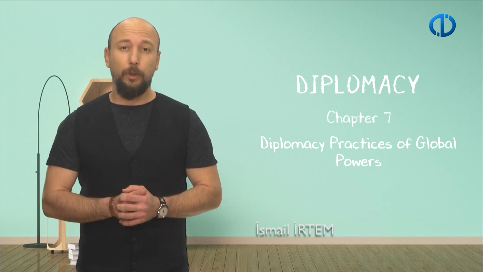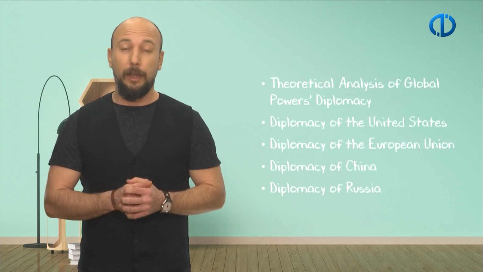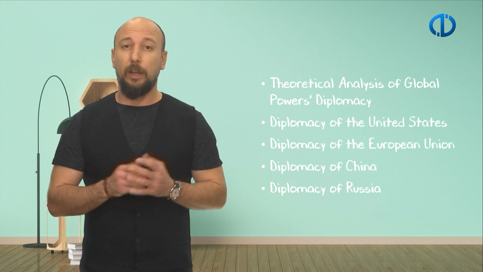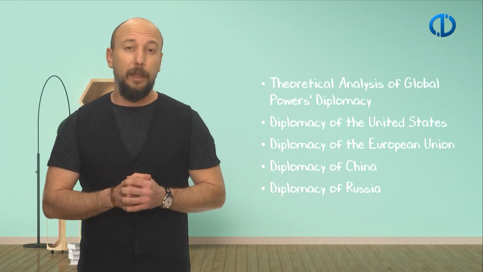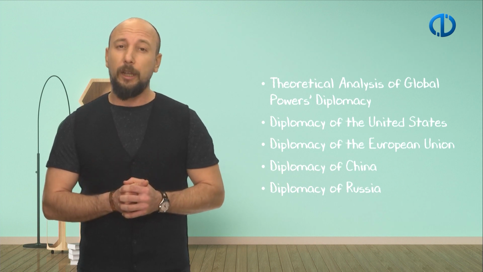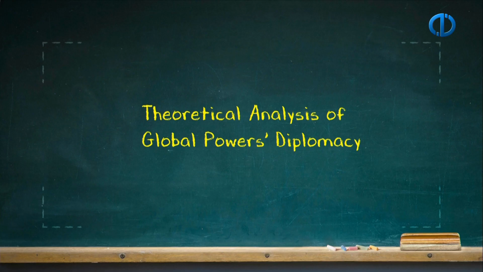We will continue with Chapter 7, Diplomacy Practices of Global Powers. In this chapter, we will firstly talk about theoretical analysis of global powers diplomacy, then diplomacy of the United States, diplomacy of the European Union, diplomacy of China, and lastly, diplomacy of Russia. Let's start with theoretical analysis of global powers diplomacy.